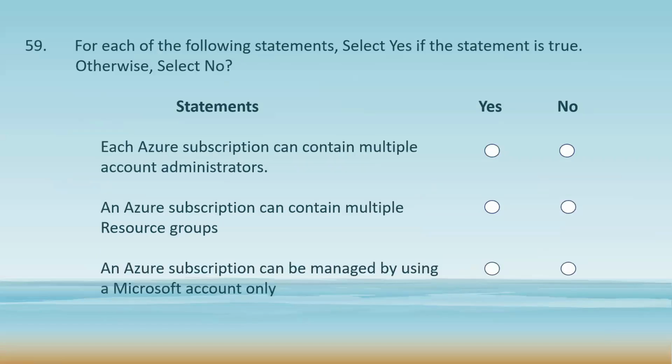The following statements, you need to select yes if the statement is true, otherwise you need to select no. So the first statement is each Azure subscription can contain multiple account administrators. You can have co-administrators. However, there can only be one account administrator. So this statement is incorrect.